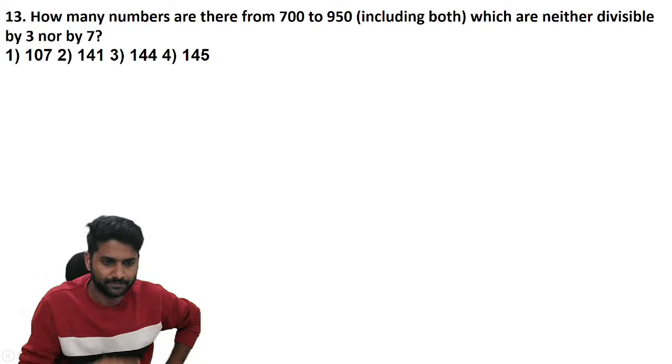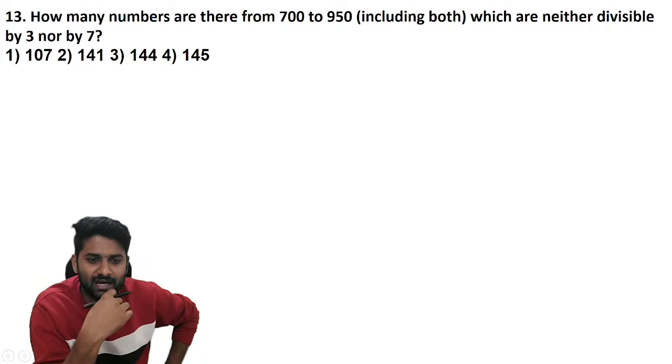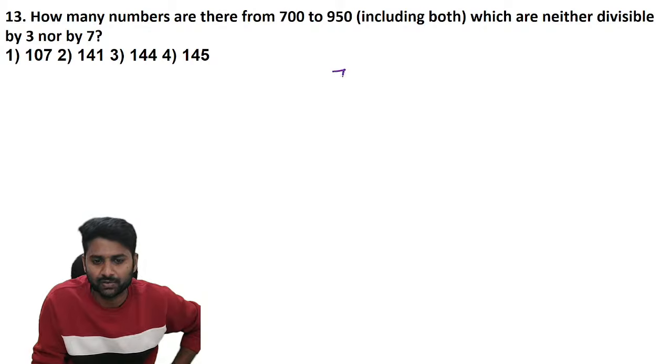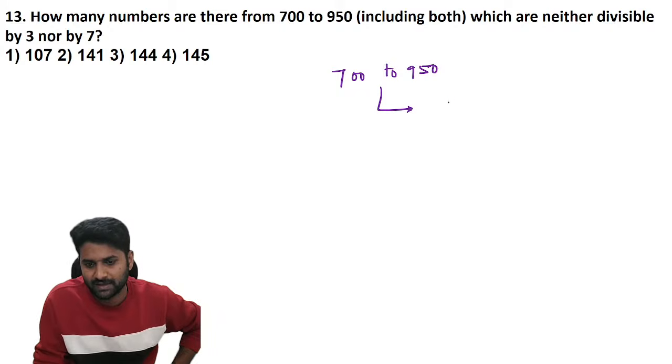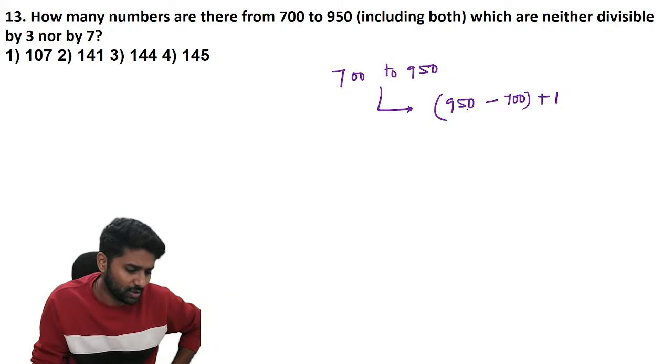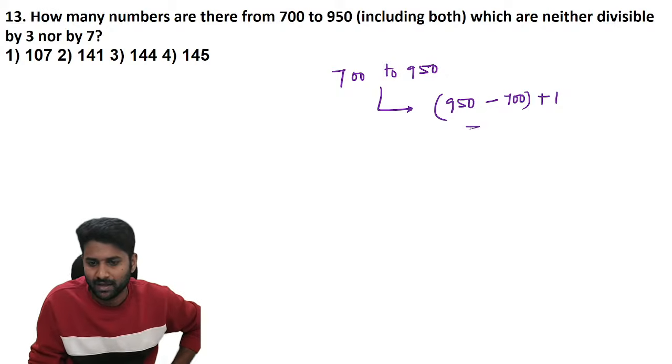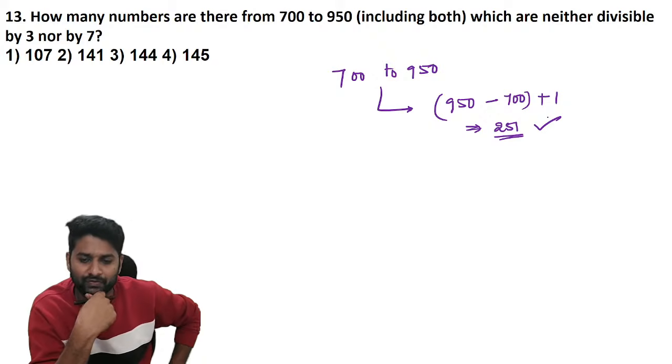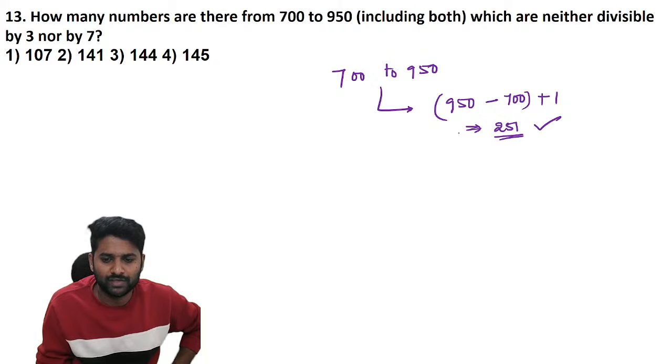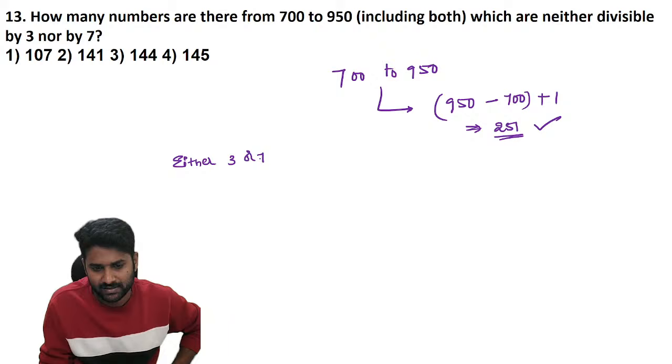Next, how many numbers are there from 700 to 950? First of all, how many numbers are there? 950 minus 700 plus 1. Why? Because both are included, you have to add 1 unit. And the total number of digits is exactly equal to 251. Now, out of these 251 numbers, how many are divisible by either 3 or 7?